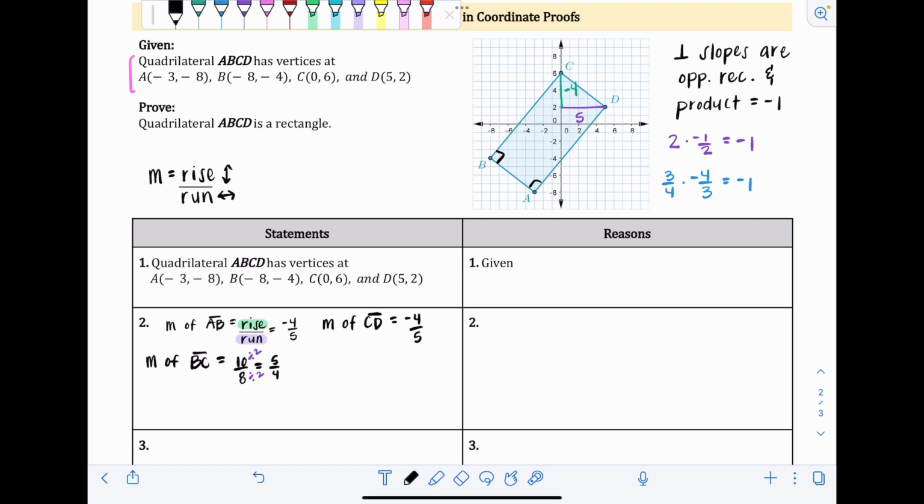And then the last one we need to find now is just AD. So the slope of segment AD.